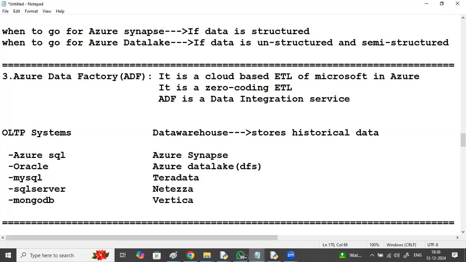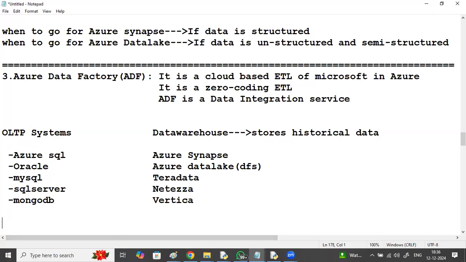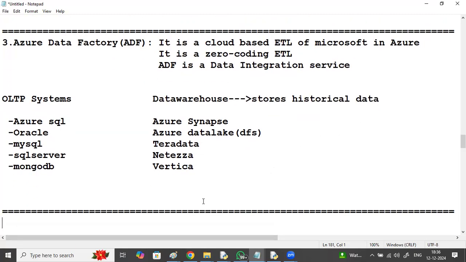See, for example, storing historical data, large volumes, huge volumes of data. They're going to pull from different sources, from different OLTPs. From different OLTPs, I'm going to pull the data and dump it into this data warehouse system. See, today if I'm doing a transaction, after some days, it is history.